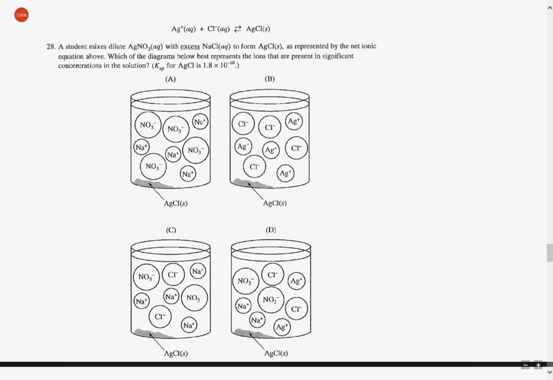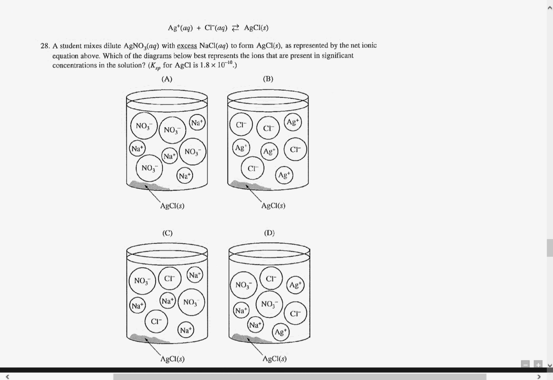All right, so we got this particular question. A student mixes dilute silver nitrate with excess sodium chloride to form silver chloride, as represented by the net ionic equation above. Which of the following diagrams below represents the ions that are present in significant concentrations? So I could just write this out here for a moment. We have Ag+, NO3-, plus we have Cl-, plus we have Ag+. So those are all of our potential beginnings, and in fact it was excess sodium chloride, so I'm going to put this down here as being Na+, and this is going to produce AgCl plus Na+ NO3-.